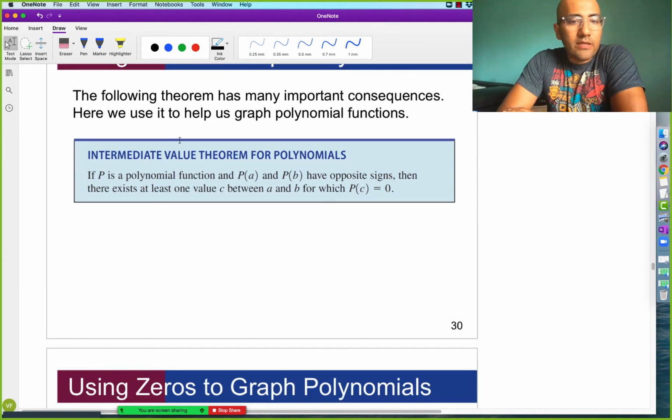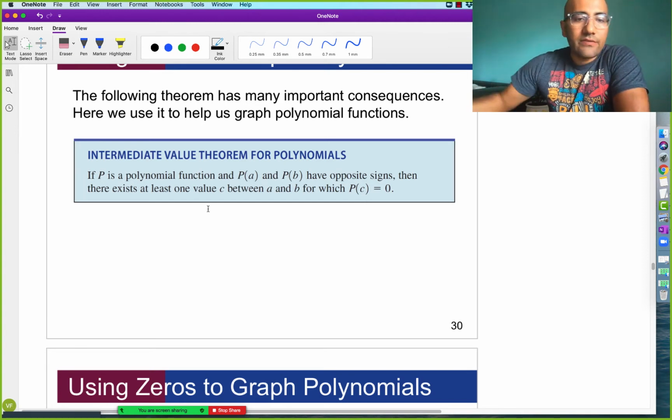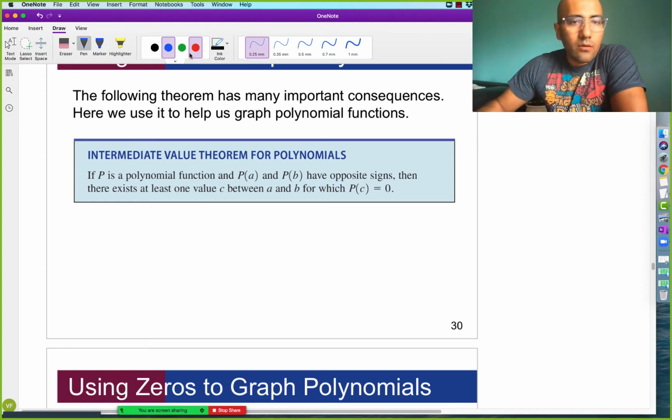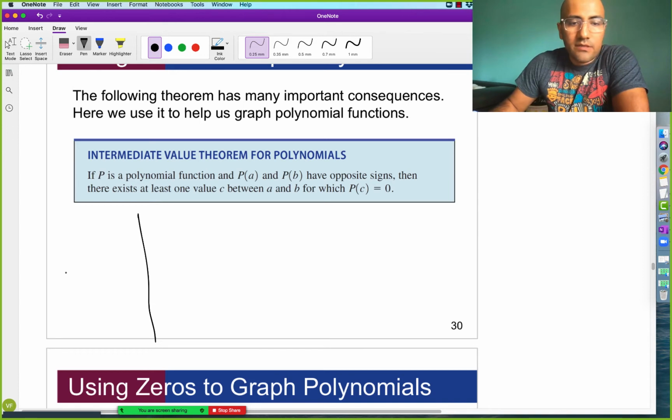We looked at the intermediate value theorem. If we have a polynomial function, remember graphs of polynomial functions, we were told without really any proof, but you know, some things you just can't prove, you can't prove every little thing in math.